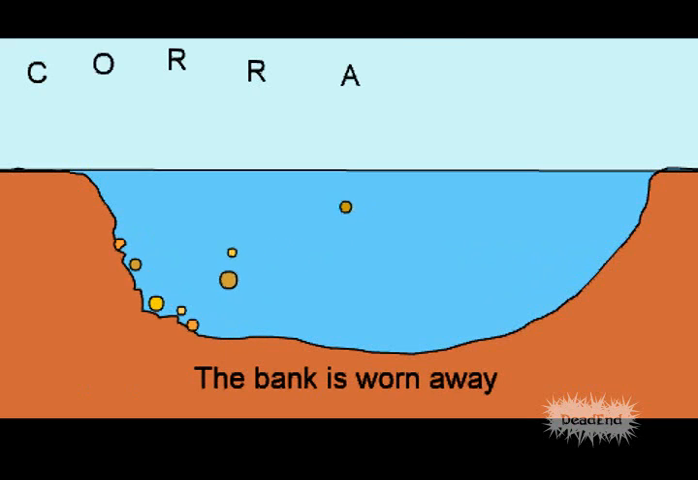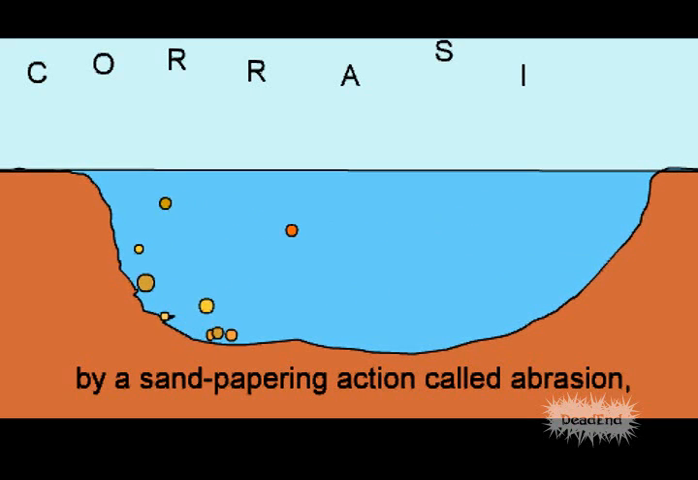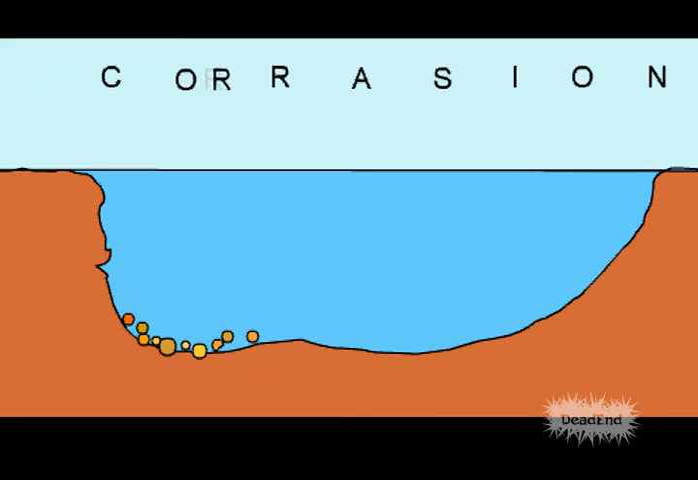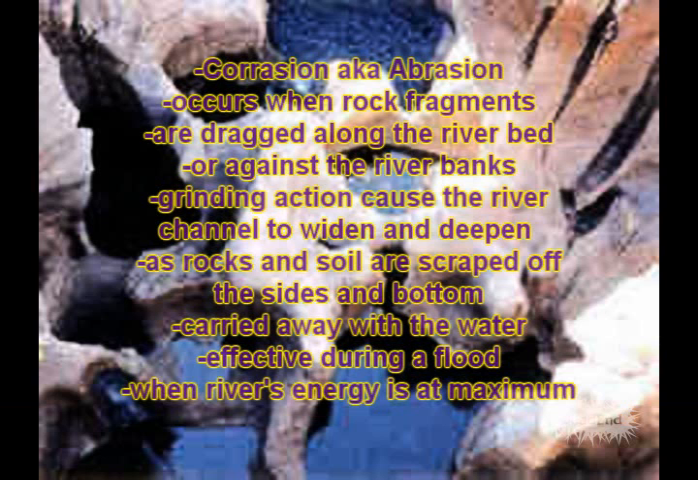Okay, now for corrosion or abrasion. Corrosion, also known as abrasion, occurs when rock fragments are dragged along the riverbed or against the river banks. This grinding action causes the river channel to widen and deepen as rocks and soil are scraped off the sides and bottom and carried away with the water. Corrosion is particularly effective during a flood when the river's energy is at its maximum.